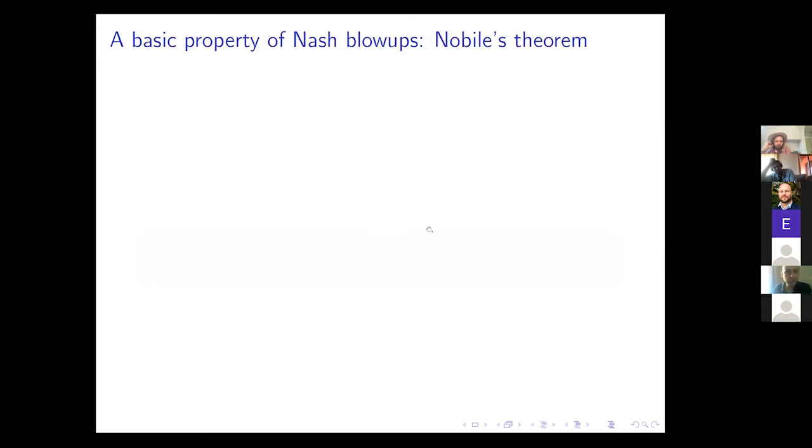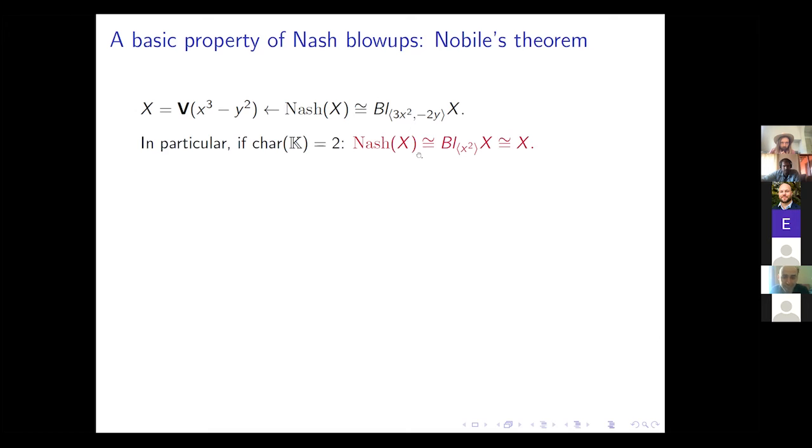Very briefly, the property that I want to study, to compare this blow up to Nash blow ups, is something called Nobile's theorem. Using the previous method, for instance, we know that the Nash blow up of a hypersurface is just the blow up of the Jacobian ideal, the partial derivatives. But then in characteristic 2, this is a principal ideal, and to blow up a principal ideal is an isomorphism. So this is terrible. You start with a very simple curve singularity, do the Nash blow up in characteristic 2, and you obtain the exact same curve.